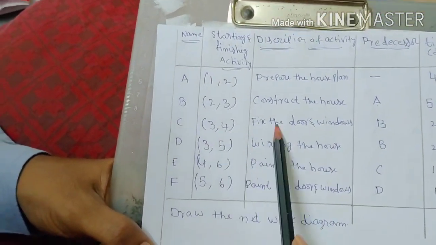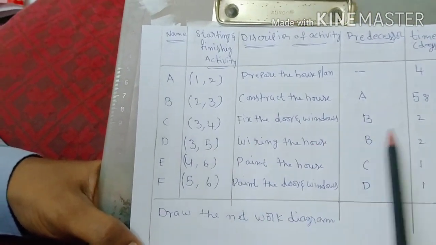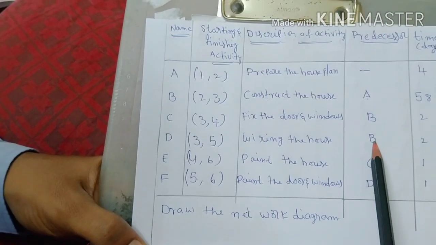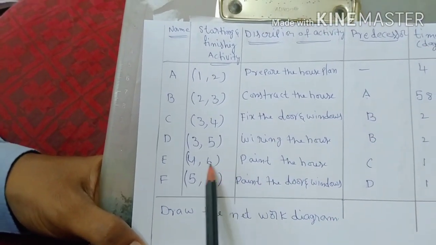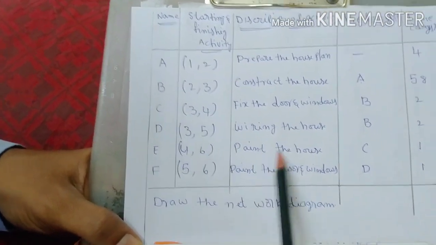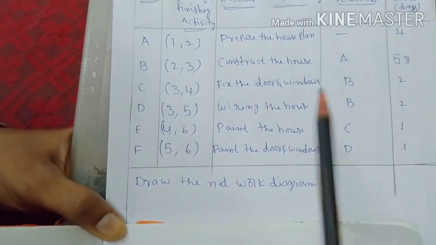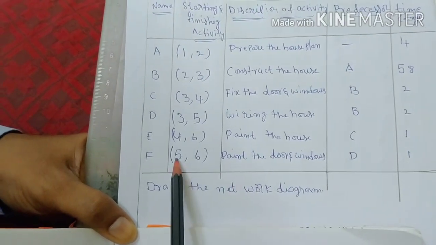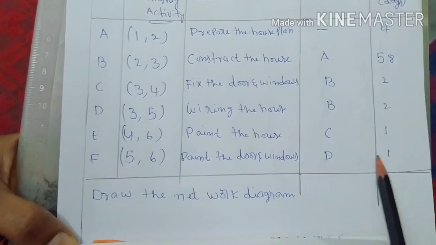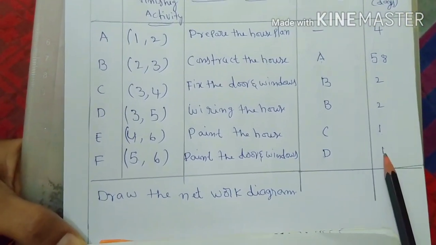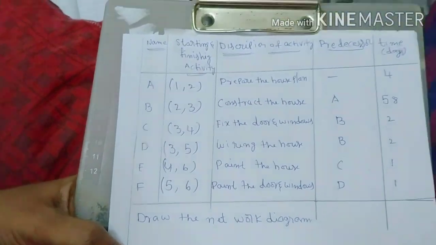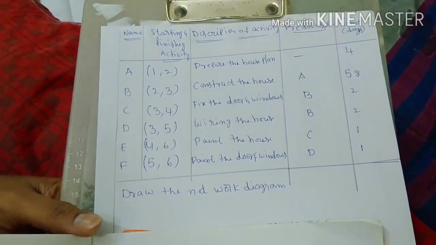Likewise, 3 to 4 is fixing the doors and windows, which will take 2 days. 3 to 5 is wiring the house, with preceding activity B, duration 2 days. 4 is painting the house, 1 day, preceding activity C. Next, 5 to 6 is painting the doors and windows, time duration 1 day. So likewise the data is there. With this we should draw the network diagram.